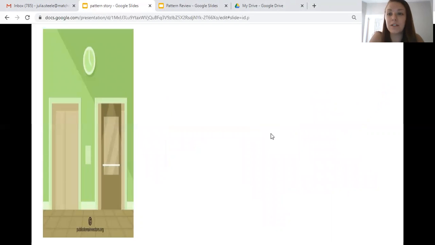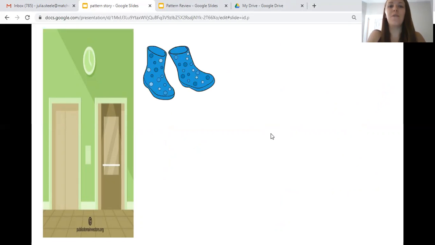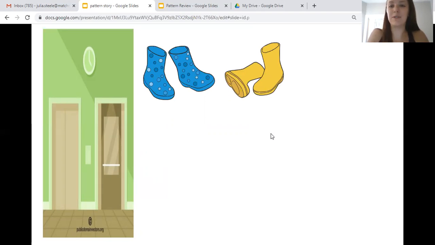So here's the door. And so they start putting their boots by the door. And so with that, it kind of makes its own pattern because they're putting their boots in there. So I will show you what I mean. So first one of the kids puts their blue boots down. So now there's two blue boots. The next student puts their yellow boots by the door. So now there's two yellow boots.